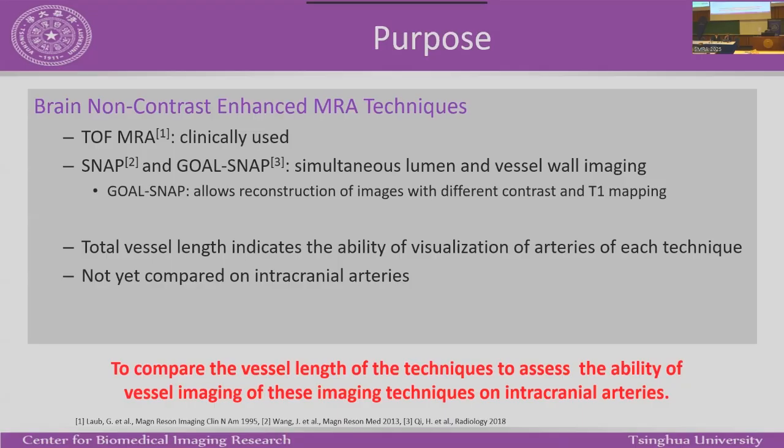So this study compares these 3 MRA techniques on the intracranial arteries. This study compares the vessel lengths of brain GoSNAP MRA, SNAP MRA, and TOF MRA to assess the ability of visual imaging of each imaging technique on intracranial arteries.